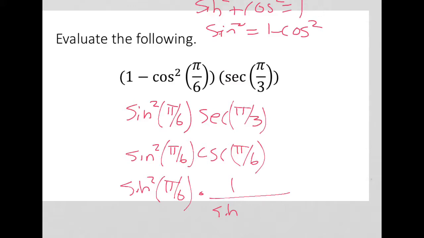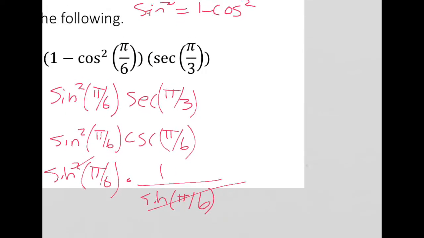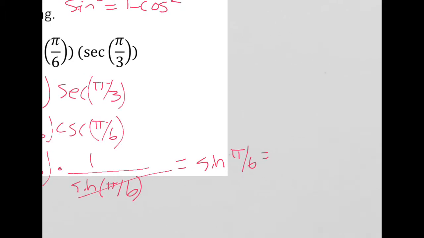But if I just have cosecant of pi over 6, this needs to be 1 over sine of pi over 6, not sine squared of pi over 6. So that sine of pi over 6 will cross off one of those sine of pi over 6 squareds. So I'm left with the sine of pi over 6, which is the same as the sine of 30, which is 1/2, not 1, 1/2.